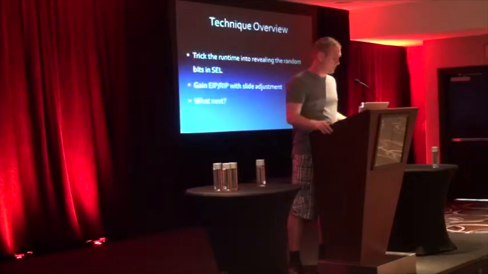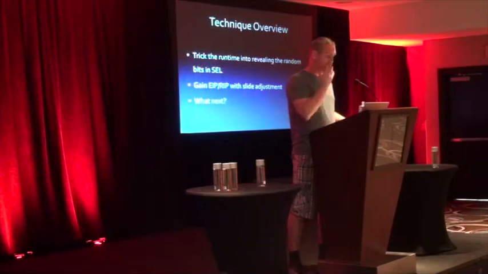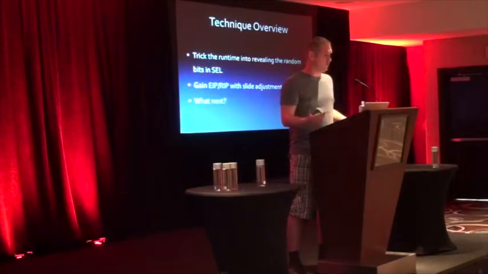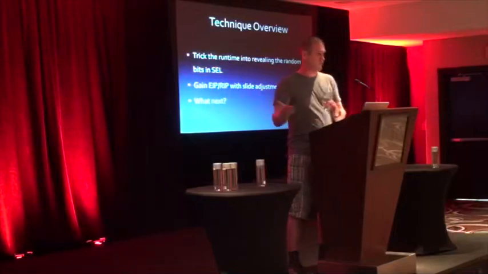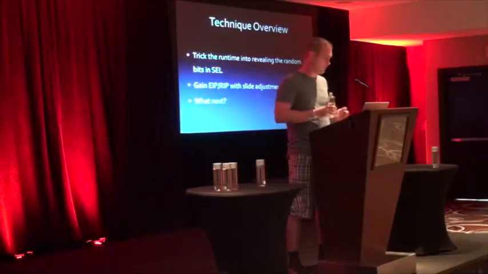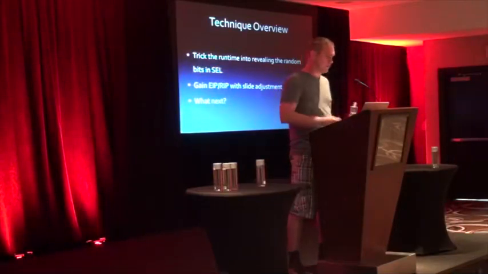Okay, so for an overview of the whole technique, basically what you're doing is tricking the runtime into revealing the random bits in the cell, and then getting it to branch EIP or RIP to the correct place in memory that you know is mapped and you know the contents of, right? So what do you do with that execution control?